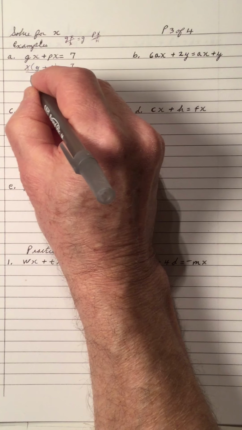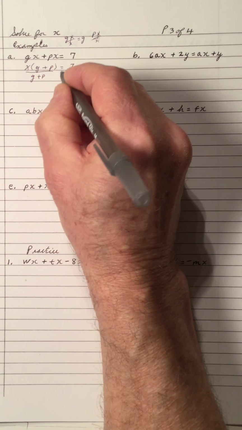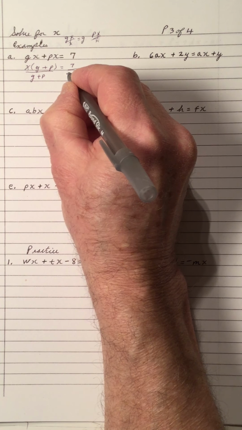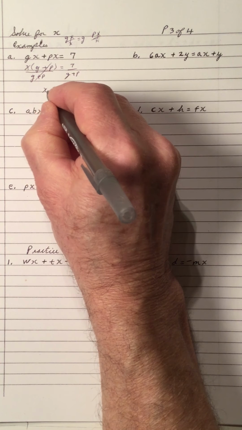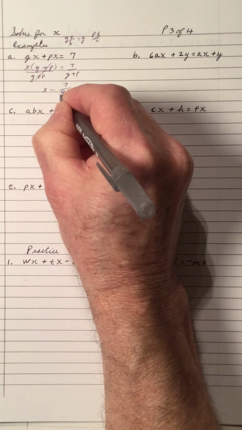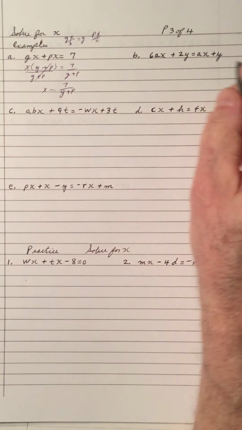And that's the product, so g plus p, divide g plus p by both sides. That cancels, so x is equal to 7 over g plus p.